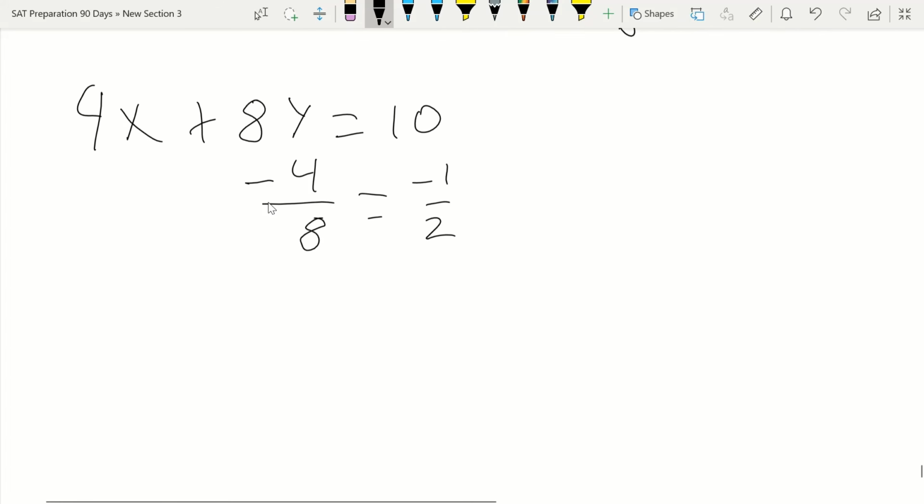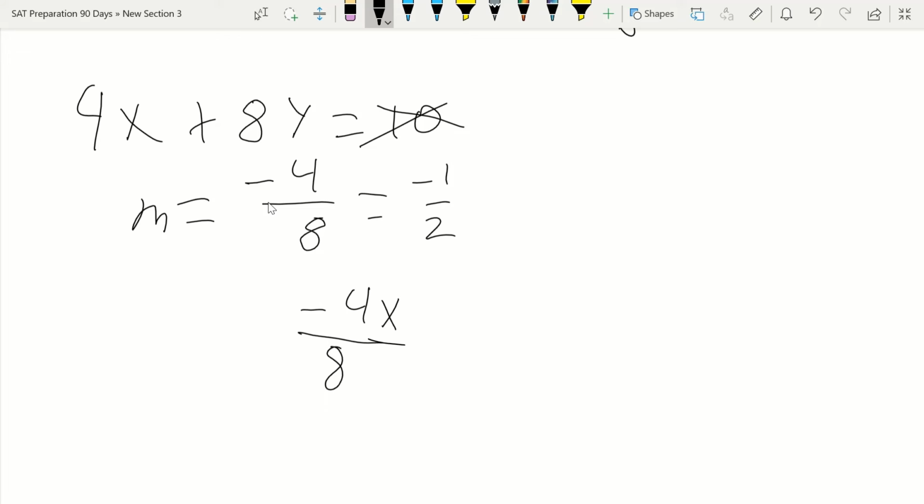If I was going to take the time to actually go through and do everything, I'm just ignoring this 10 because I only need to know the slope, right? So m is our slope. If I'm only asked for the slope, I don't care about this 10 at all. What I'm going to do is I'm going to go ahead and minus my 4x, and then I'm going to go ahead and divide by 8, right? So I see I have minus 4x over 8, which is minus 1 over 2x.